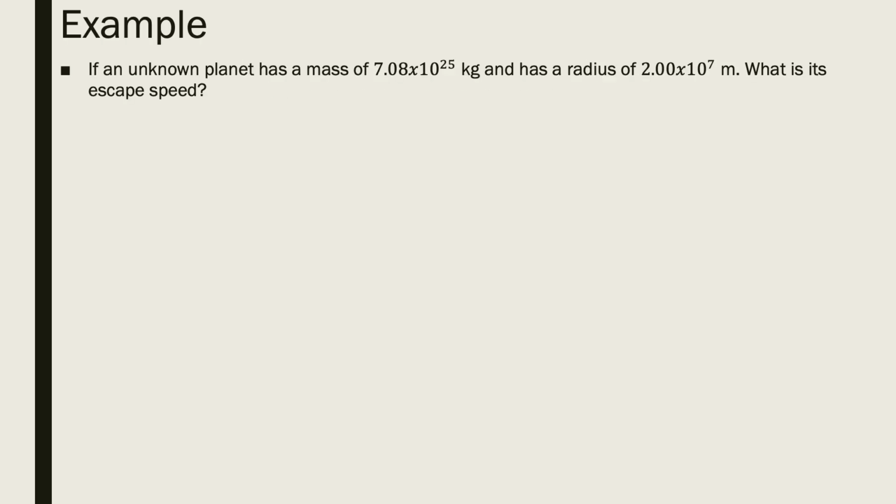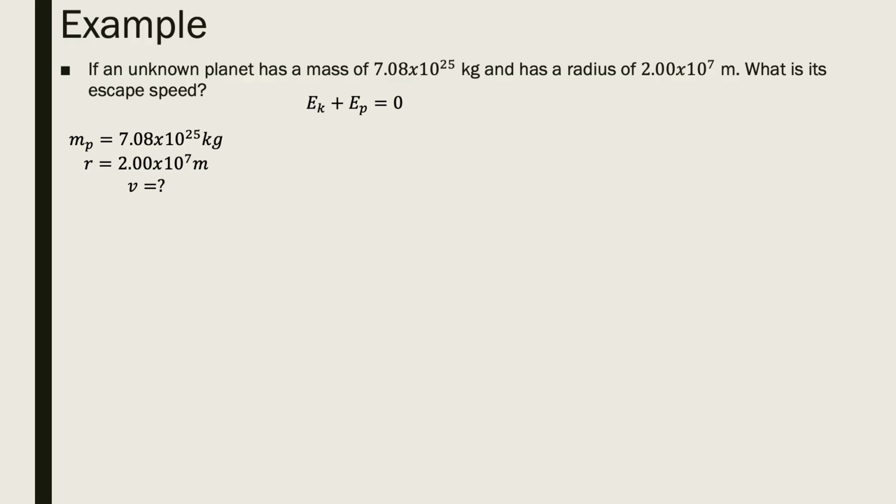So, example: if an unknown planet has a mass of 7.08 times 10 to the 25 kilograms and a radius of 2.00 times 10 to the 7 meters, what is its escape speed? So, information we have: the mass of the planet, we also have our r value, and we're looking for v.